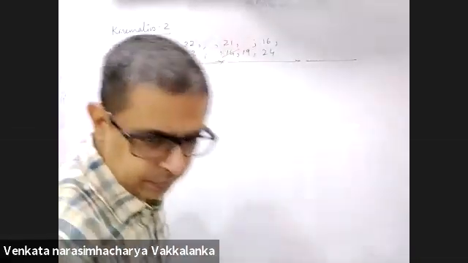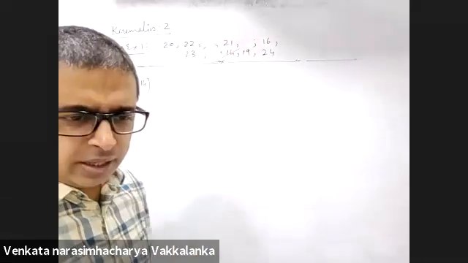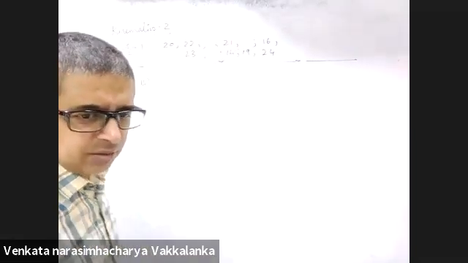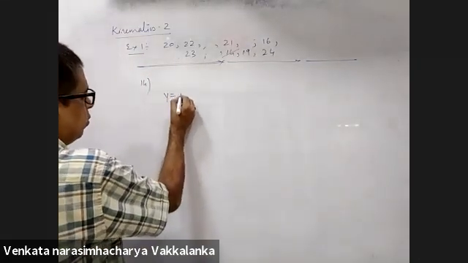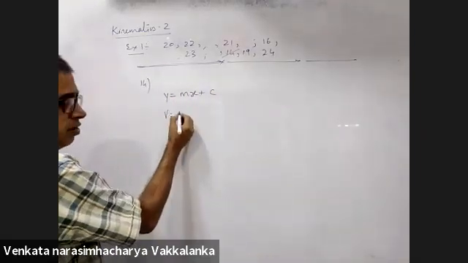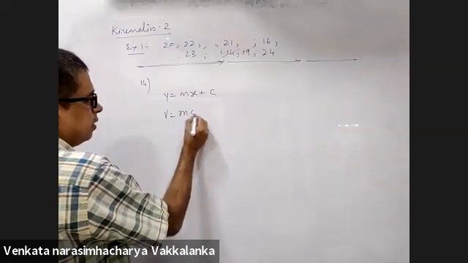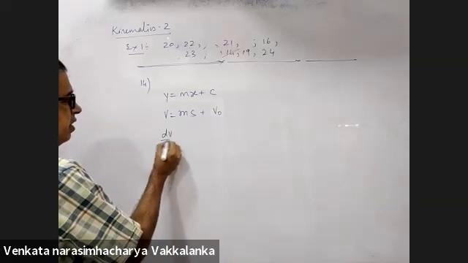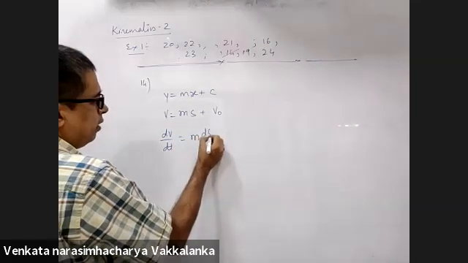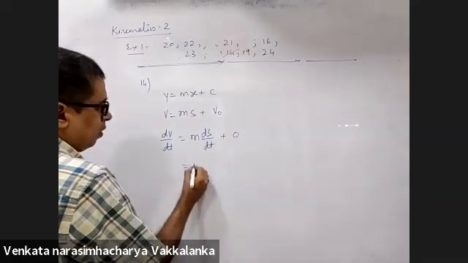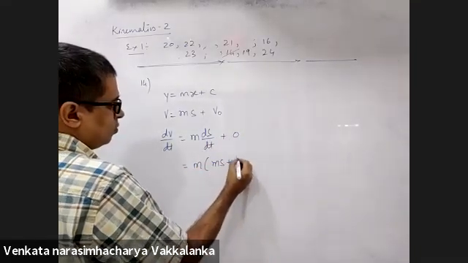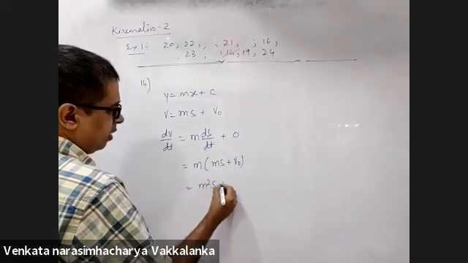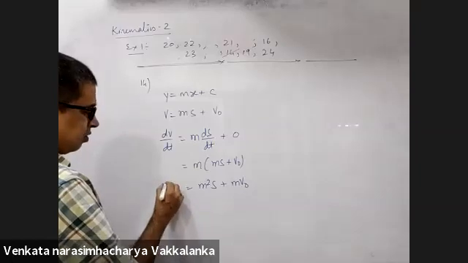Fourteen. The graph given on the right is velocity, displacement graph. Which of the following graphs best represents the acceleration versus displacement? Y is equal to mx plus c. Velocity is equal to some slope times s plus v naught. Now you want acceleration, right? dv by dt is equal to m into ds by dt plus 0. M into velocity is ms plus v naught. This will be m square s plus m v naught, which is acceleration.